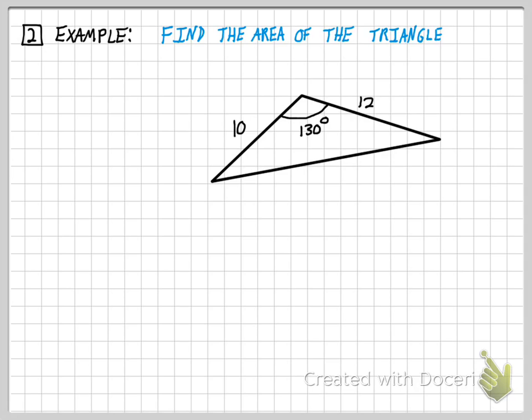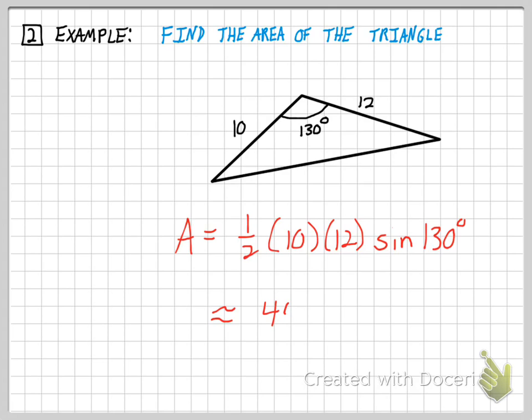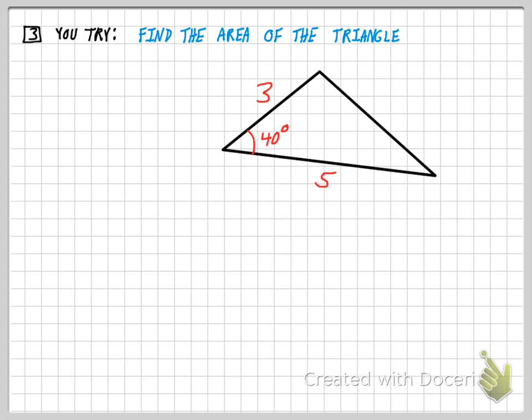Alright, let's look at an example, and again this will be pretty easy. I didn't even label the sides, and did that on purpose, because really all I need to find the area of this triangle is 1/2 one side 10, the other side 12, and the sine of the angle between them, which in this case is 130. And you're going to plug in your calculator to do the rest, and for this one you get about 45.96. Pretty easy formula to use. You just have to remember the idea that it's 1/2 side 1, side 2, and then the sine of the angle between them.